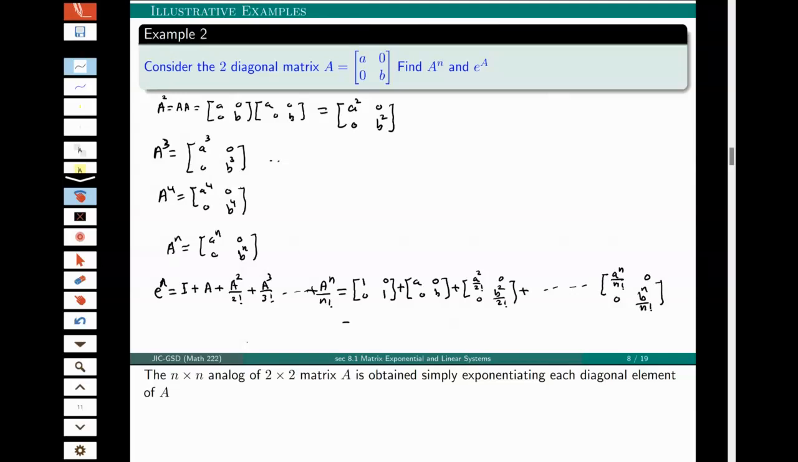So that is actually equal to what? That will be 1 plus a plus a squared over 2 factorial until a to the power n over n factorial. Then 0, and here you will have 1 plus b plus b squared over 2 factorial until b to the power n over n factorial, which is actually equal to e to the power a 0 0 e to the power b. That is what e to the power a is.